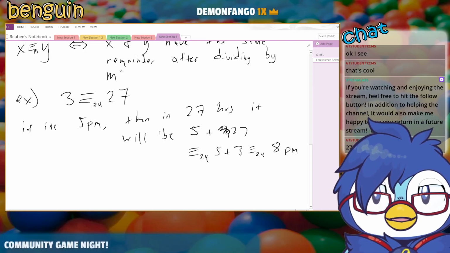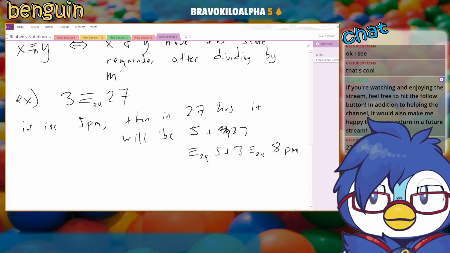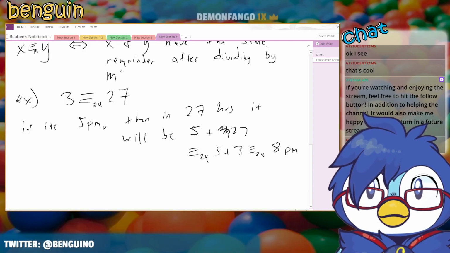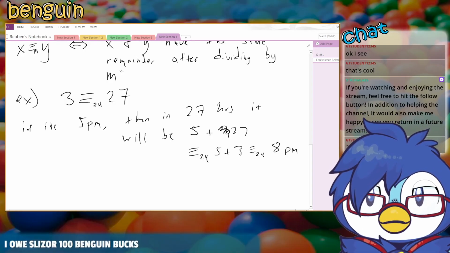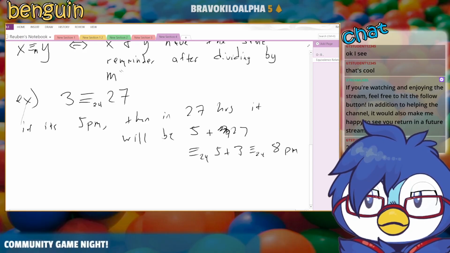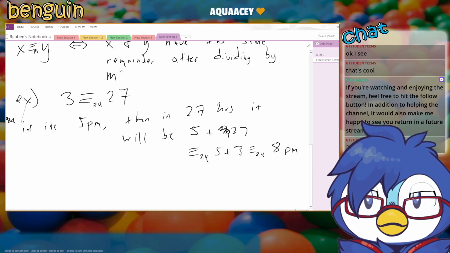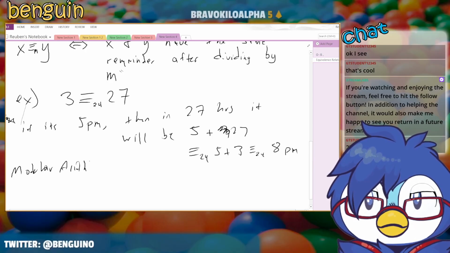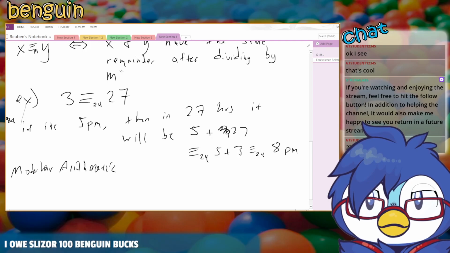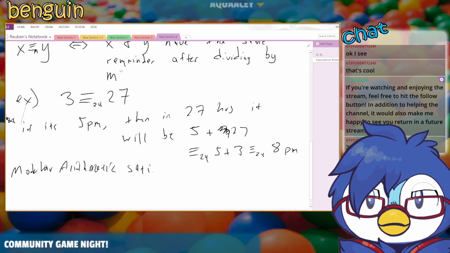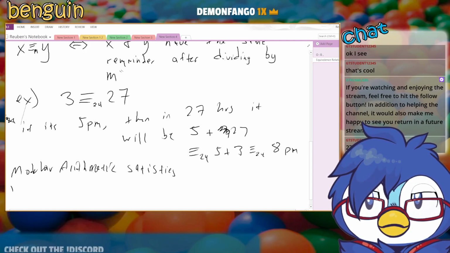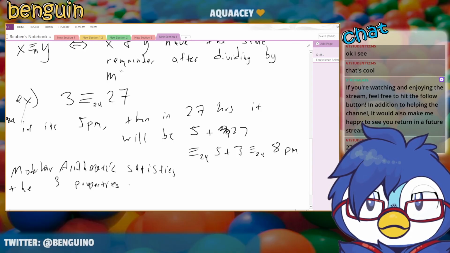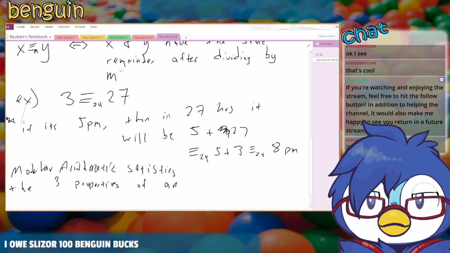There are some interesting properties of modular arithmetic that are worth noting here. First of all, modular arithmetic satisfies the 3 properties of an equivalence relation.